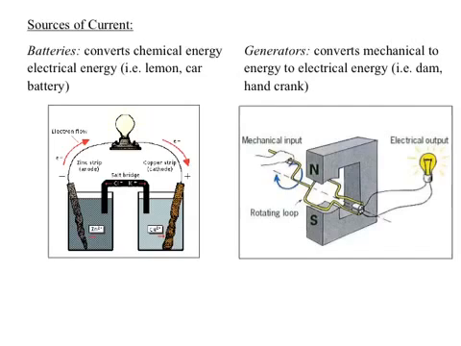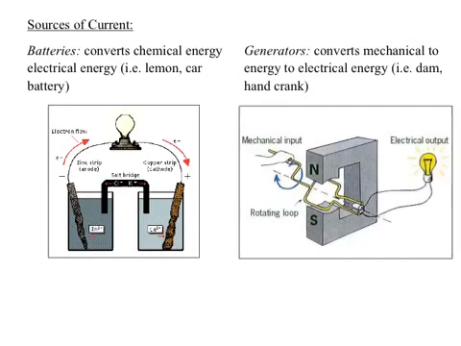So we're going to look at two sources that generate current, and the first example is batteries, and batteries convert chemical energy into electrical energy. So you're looking at a battery that has an anode and a cathode, and that anode and cathode create a potential difference, and the current is carried throughout there. The second is a generator, and a generator converts mechanical energy to electrical energy. Examples of this are hand cranks, a dam, a steam engine, a combustion engine, a wind turbine, a lot of different examples there.